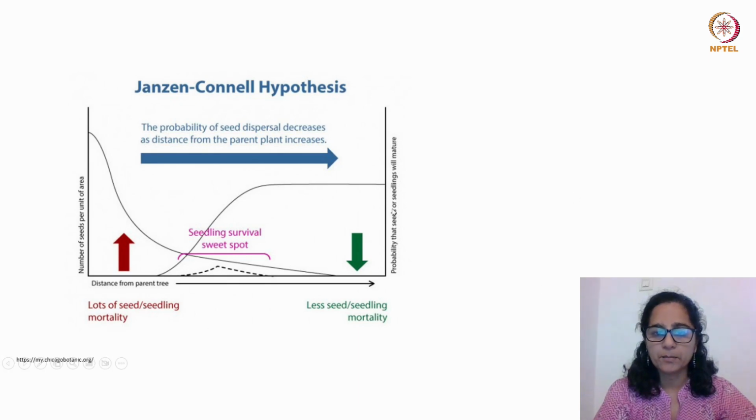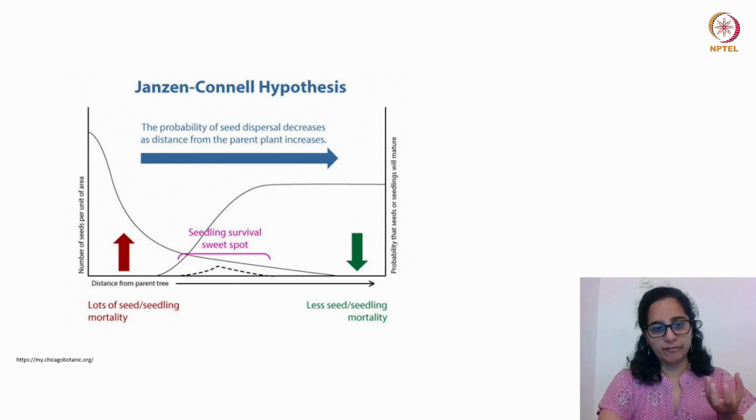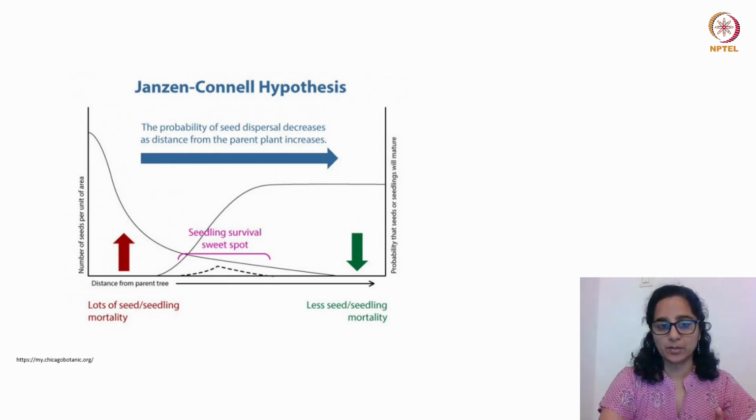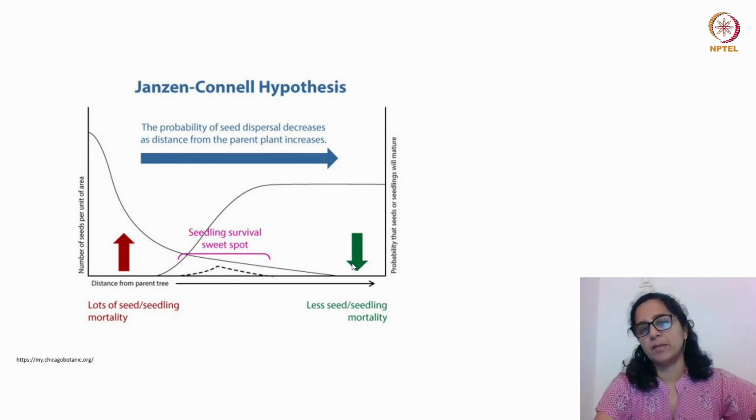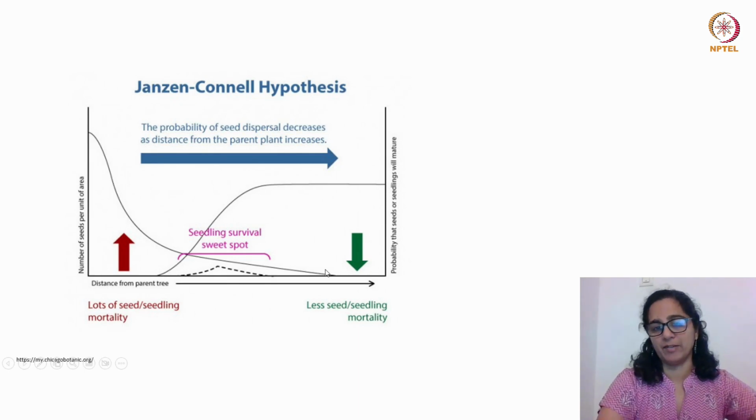So what you see here is lots of seedling mortality. That means that if they fall right below the parent tree, they don't survive. So the chances of them surviving right below the parent tree are very, very low. We'll talk about why that is so in a minute. But say, for example, if they fall far away from the parent tree, say 50 meters or 100 meters, then the probability of them surviving is very high, but there are not that many seeds which have gone so far away.